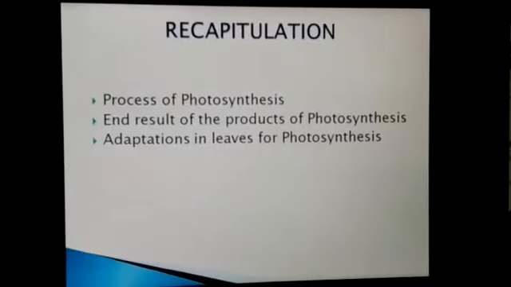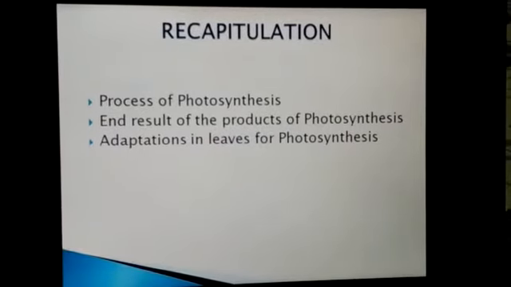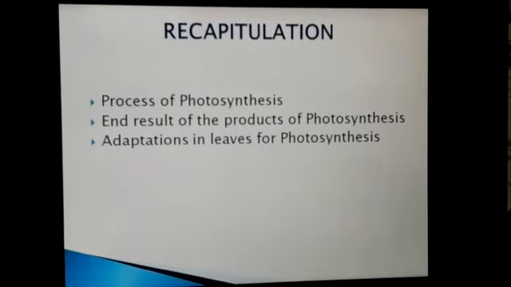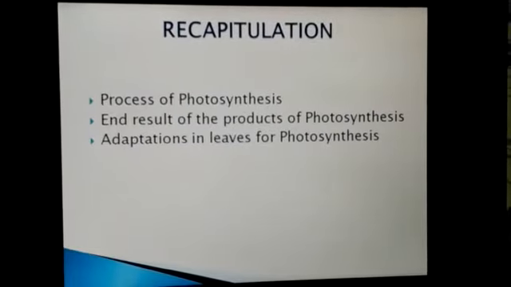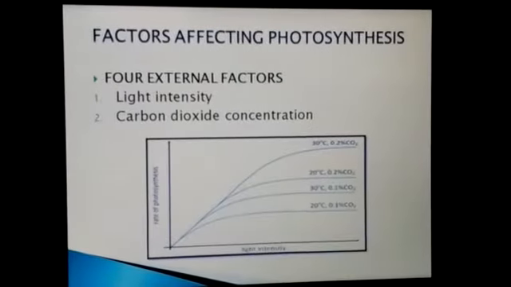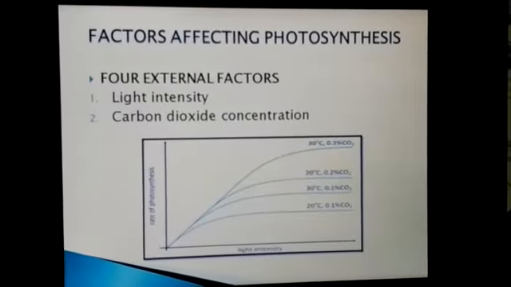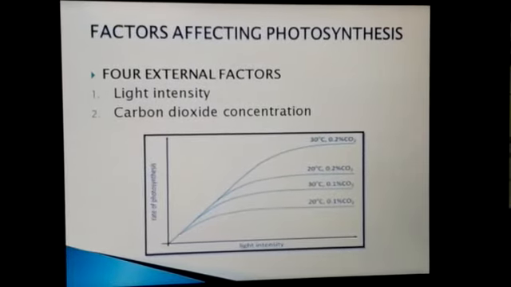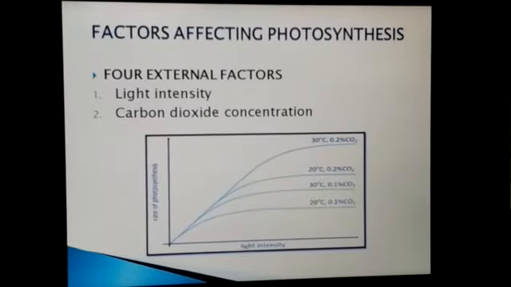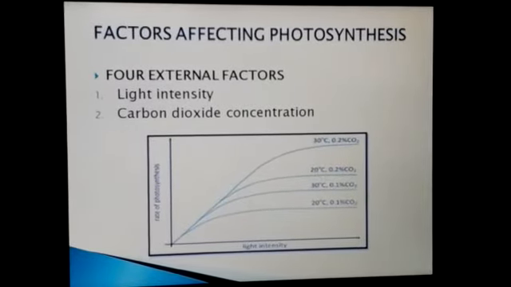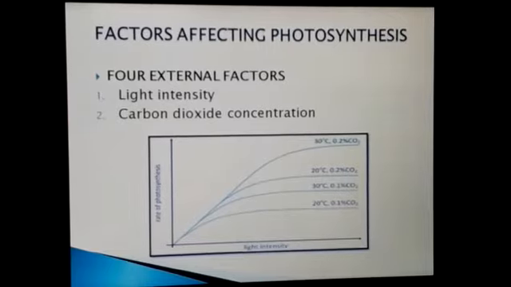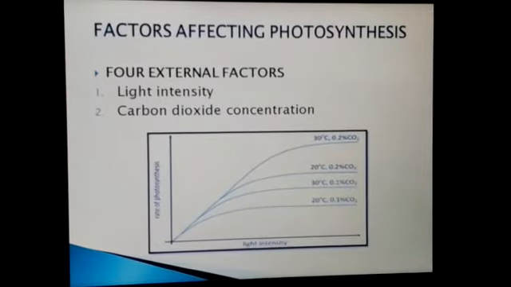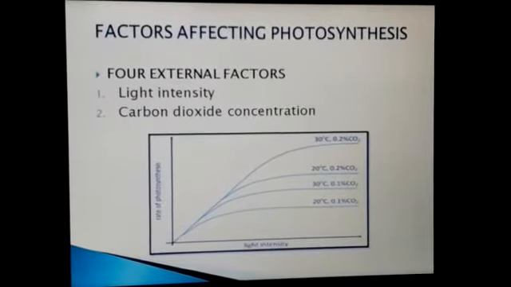Till now, you have learnt about the entire process of photosynthesis, end results of the products of photosynthesis, and adaptations in leaves which facilitate the process of photosynthesis. We move on to understand the various factors which affect the rate of photosynthesis. There are four external factors and some internal factors. We start with external factors: light intensity and carbon dioxide concentration.